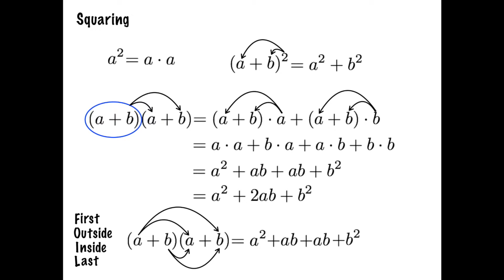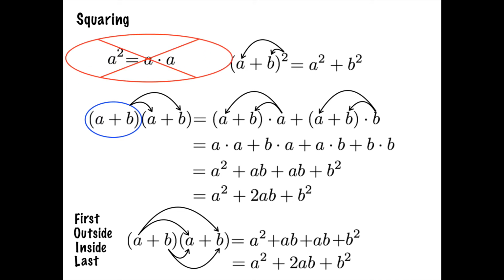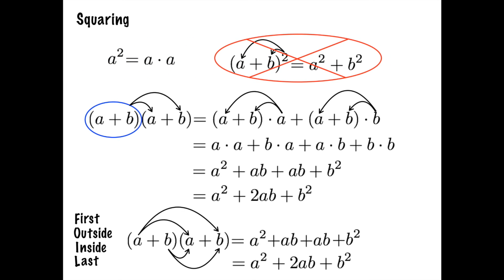If you notice, each term in that first binomial is multiplied by both terms in the second binomial. So we're just making sure that we multiply every term by every other term. That's really what we want to do here. And when we simplify, we get the same thing, a squared plus 2ab plus b squared. So let's make sure we never do this. We cannot distribute a squared exponent across a binomial.